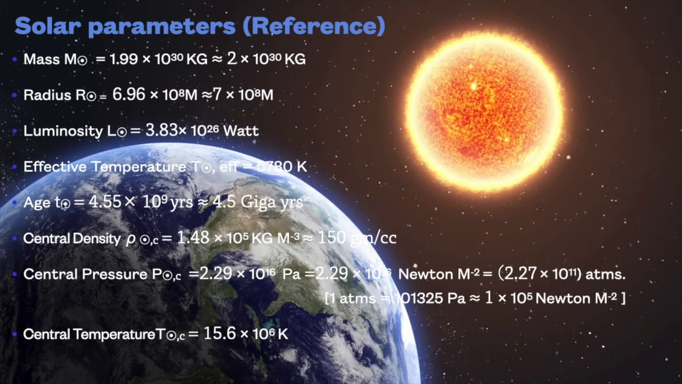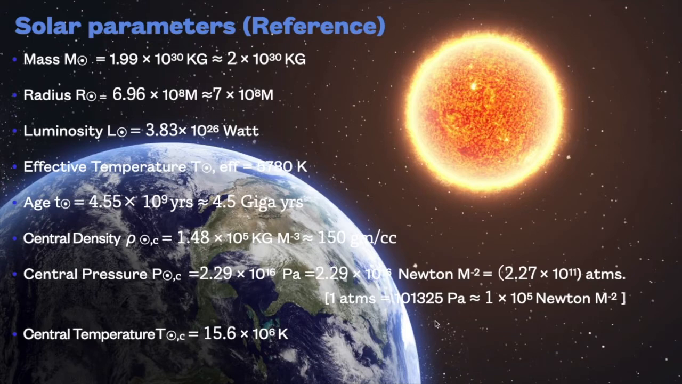Then again, the age. This is the age of the sun, which is nearly 4.5 giga years. 10 to the power 9 refers to giga, so this is a giga year. Then the central density, that is the density at the center of the sun, is nearly 150 grams per cc, or per cubic centimeter. If you work it out in terms of kg per meter cube, it is like 1.5 into 10 to the power 5 kilos. Then the central pressure is like this value, 2.29, that is nearly 2.3 into 10 to the power 16 pascal.